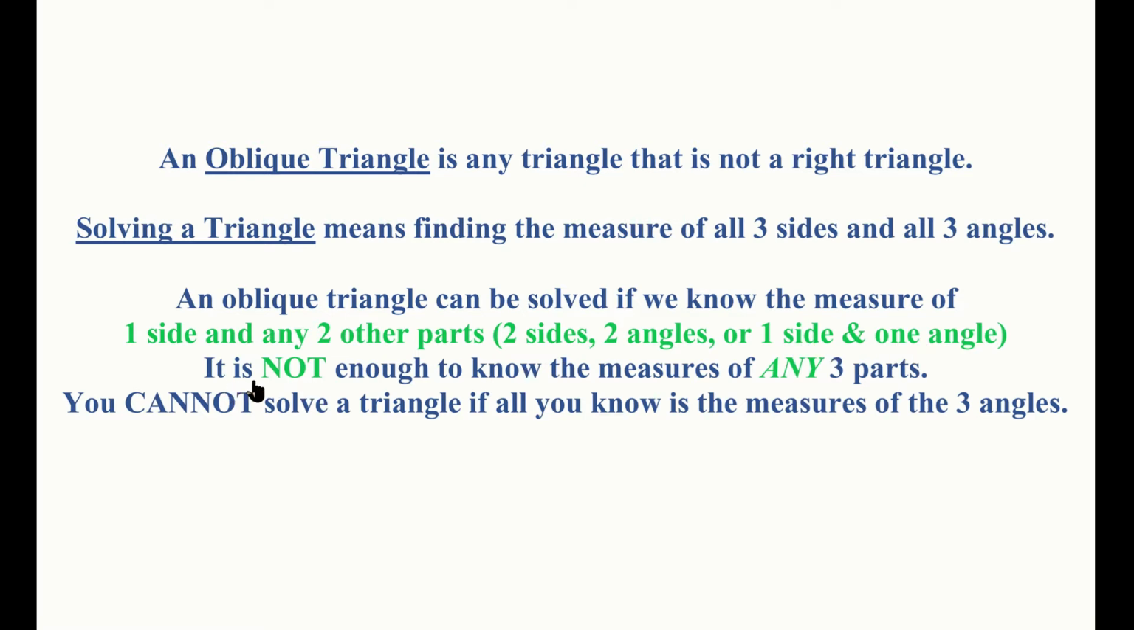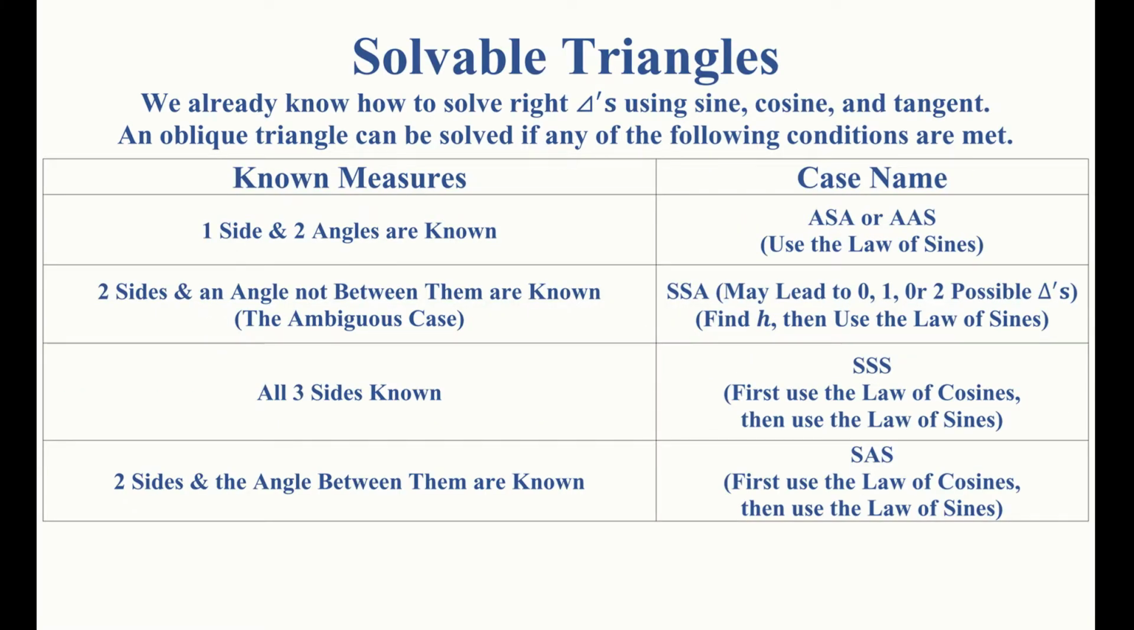But always remember, it's not enough to know the measures of any three parts, because you cannot solve a triangle if all you know is the measure of the three angles. You must have one side to be able to solve any triangle, and by that we mean at least one side. It is impossible to solve a triangle knowing only angles. Always remember that.